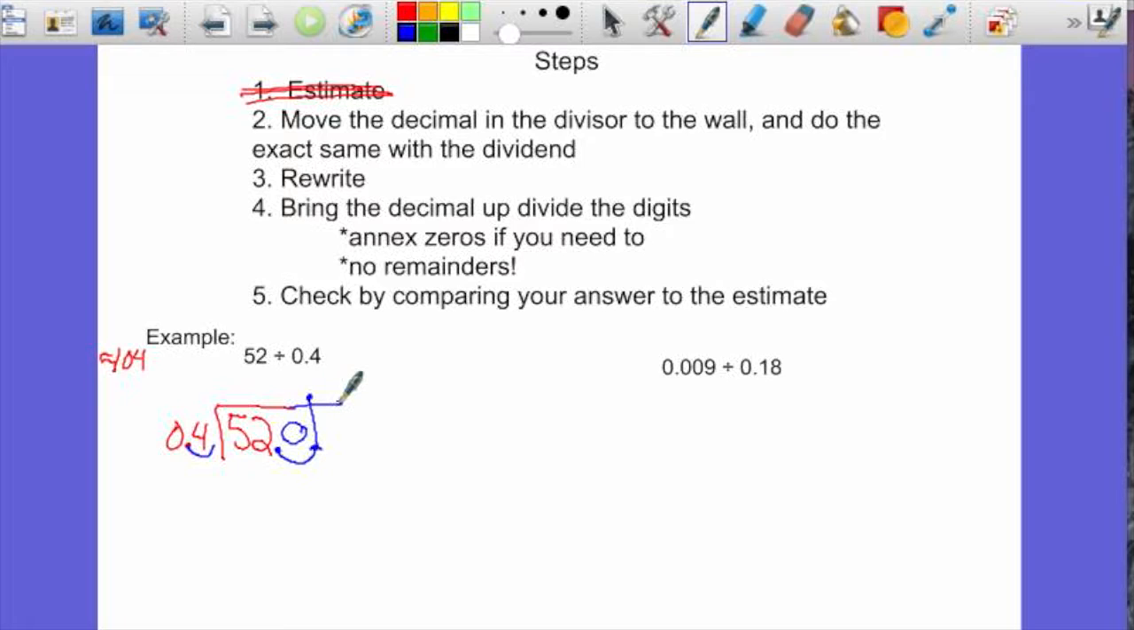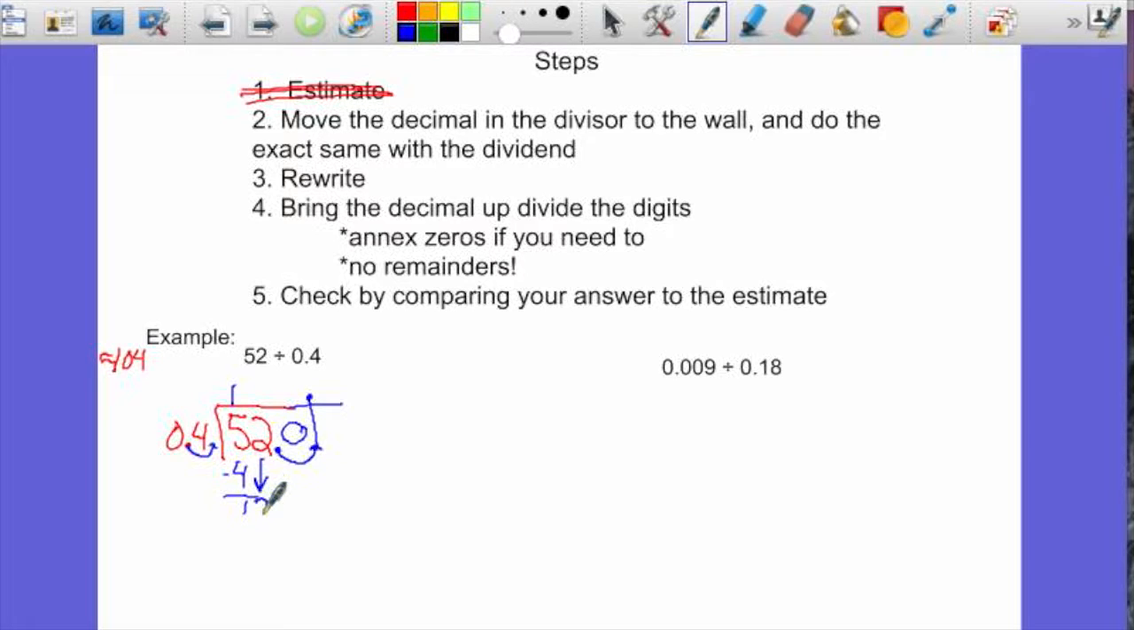Okay, you can rewrite it, or you can keep going. If it looks really neat, you can keep going. If it's not, make sure you rewrite it, otherwise you make little mistakes. So this is 4 into 5, which is 1 time. 1 times 4 is 4, of course. 5 minus 4 is 1.